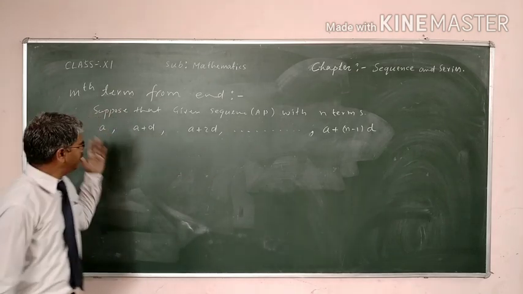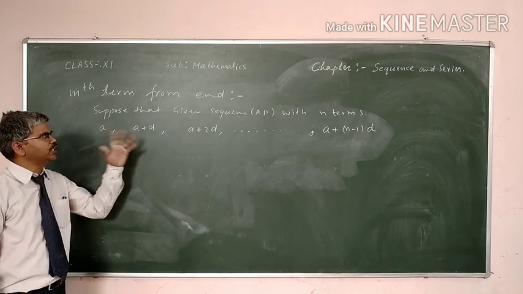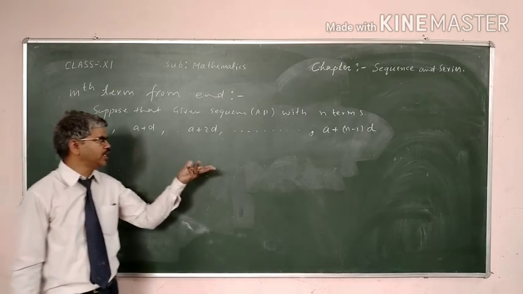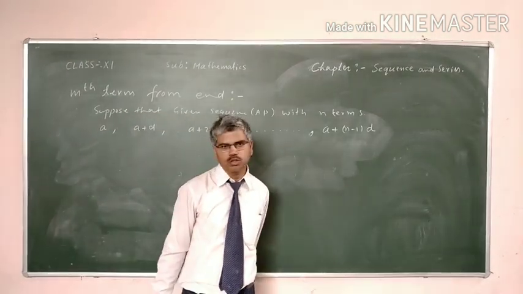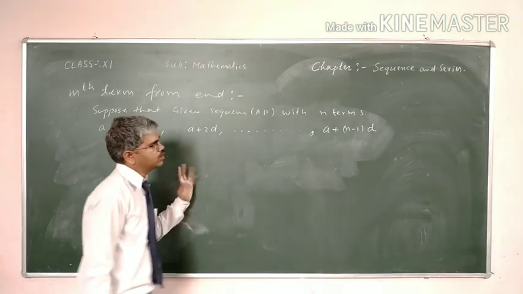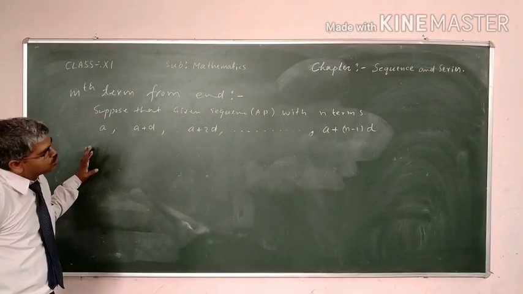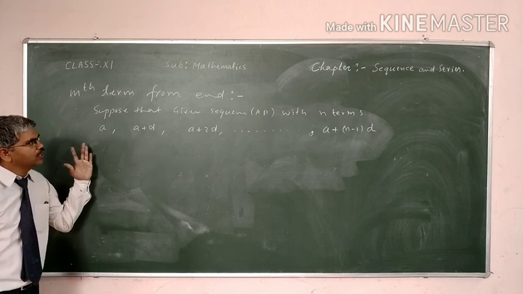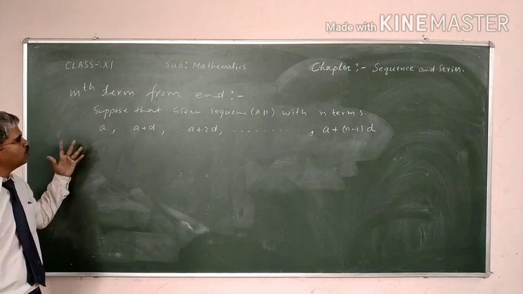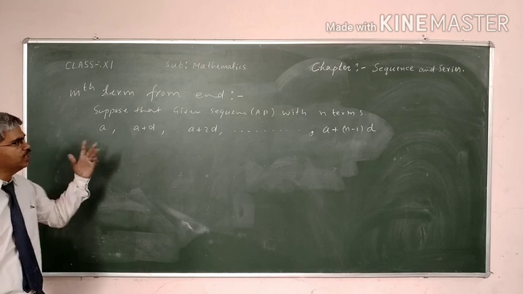In this, it is clear that A is the first term and D is the common difference, because generally we are taking A as the first term and D as the common difference, so there is no need to write it. Okay, it's understood. Now students, there is a very difficult task: how to calculate the mth term from the end.